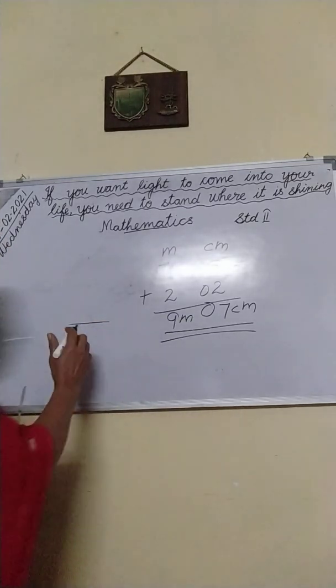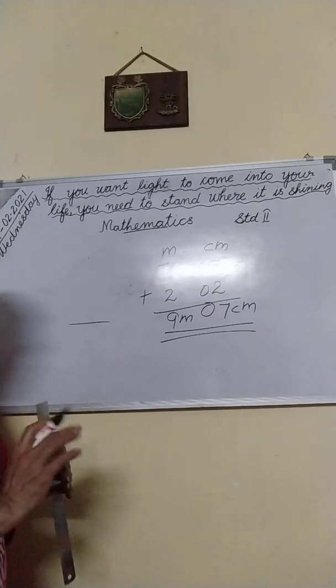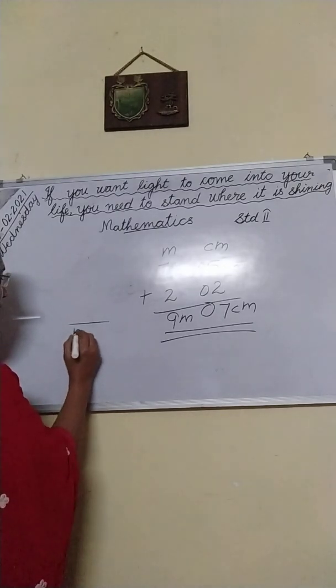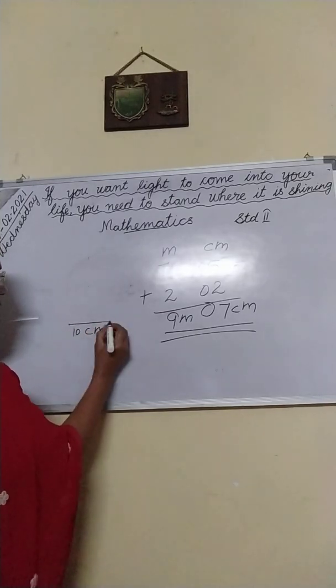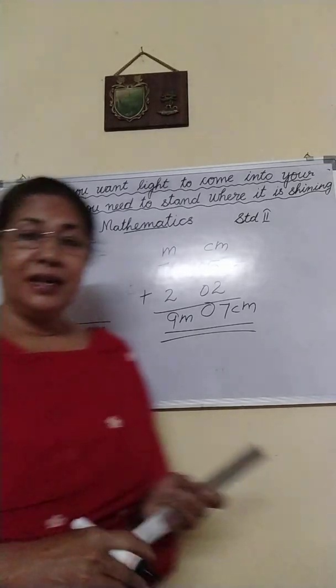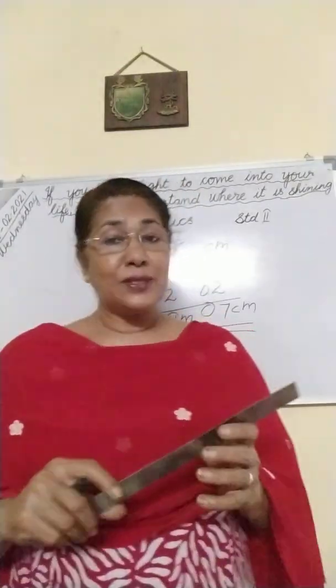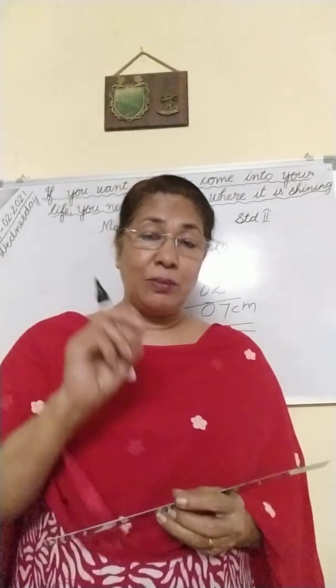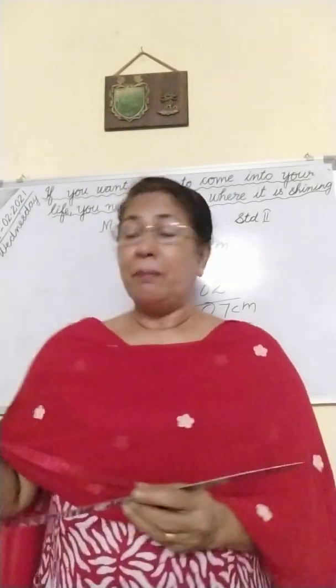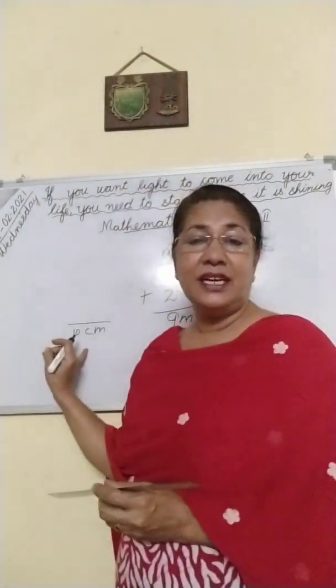Then what should I do after that? Only draw a line? No, you must write 10 centimeters. Okay, 10 centimeters. Follow? So when I ask you to draw a line of so many centimeters, that many centimeters should be marked at the bottom of the line.